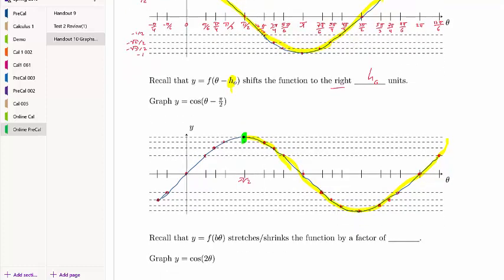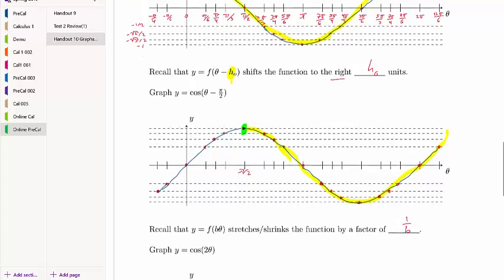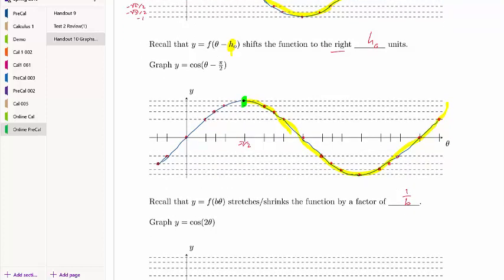Again, this deals with the stretch or shrink factor. Stretching and shrinking works just the same way here as it does with all the other functions we've seen before. With a b in front, it's going to stretch or shrink by a factor of 1 over b. Alright, so graph cosine 2 theta. Well, the period, which is normally 2 pi, we're going to be dividing by b, that number in front, so that the period in this case is going to be simply pi. So the period is going to have a length of pi.